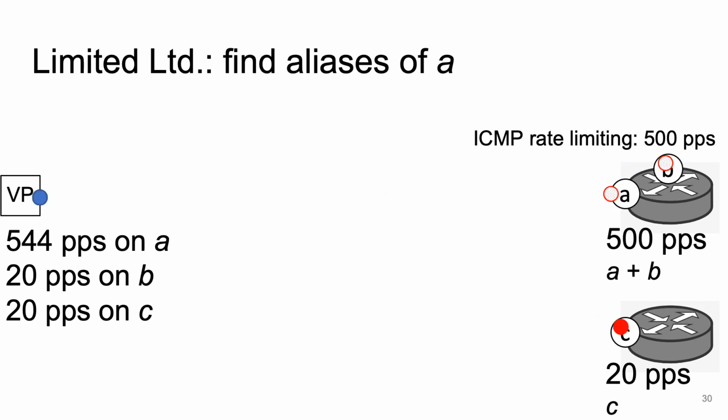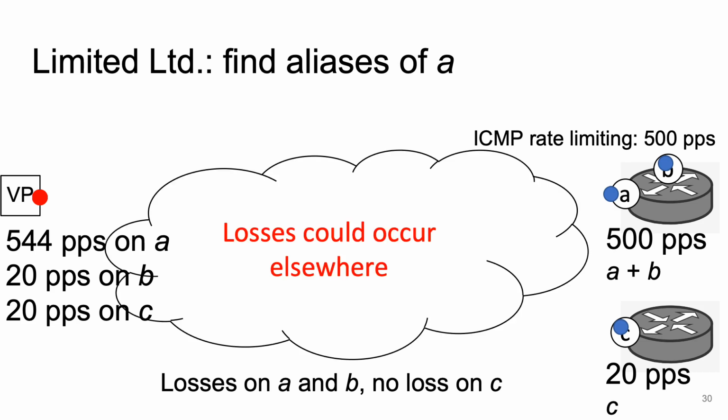And what we'll observe is that because the rate limiting is shared on the router that owns A and B, the behavior that we expect is the following. There will be losses on A and B, but no loss on C. But you will tell me, right, losses could totally occur elsewhere in the network, and that's totally correct. So what we've done to make false inferences based on external losses is the following.